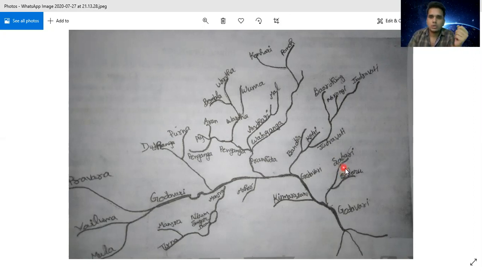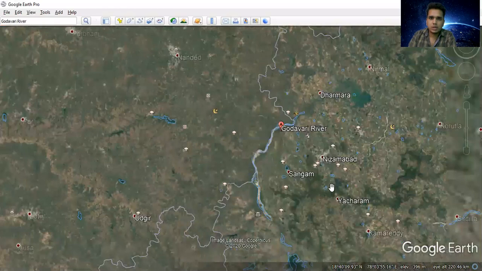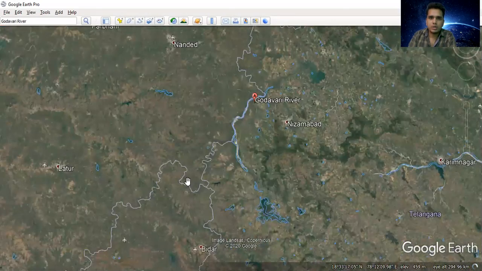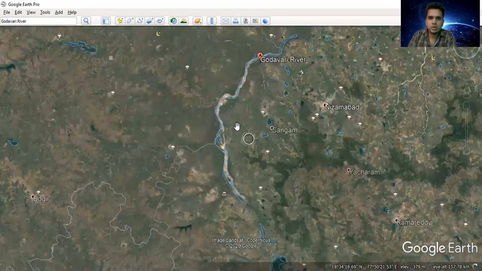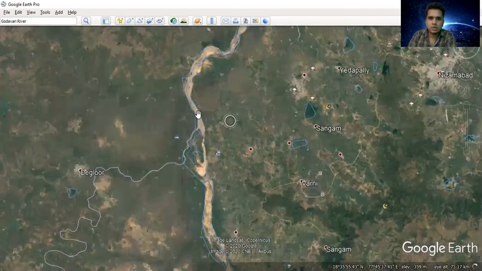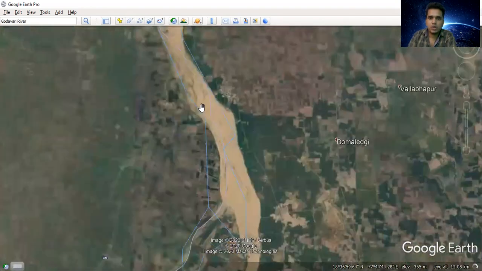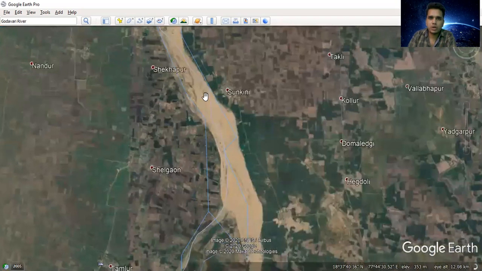Okay, Sabri, Sileru, Kumar Sani and Godavari at last. So all of you can see that this is the way the rivers are there in southern India. They are fully dry rivers.